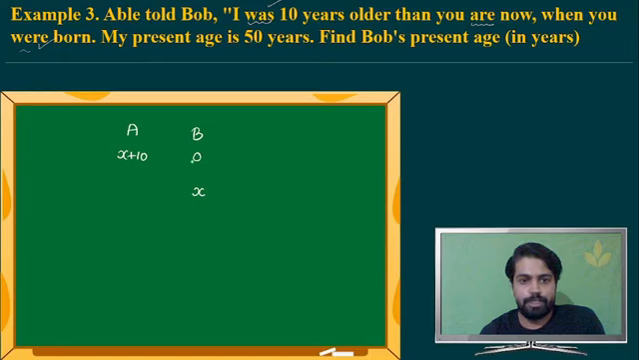Now from 0 to x, how many years have I added? x years I've added. Same way here also for him we need to add x years. So present age of Abel is 2x plus 10. Okay. So find Bob's present age.